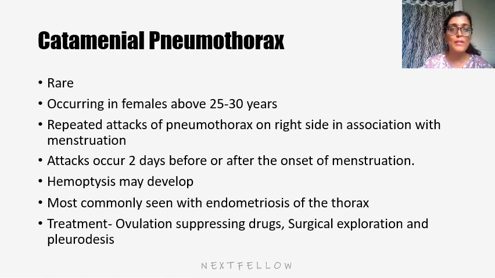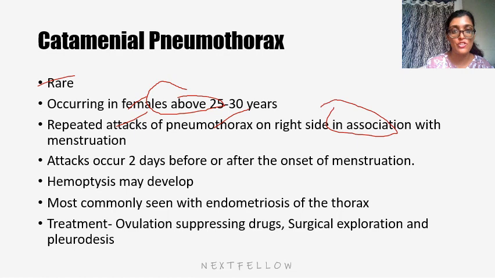Now, when will a patient have catamenial pneumothorax? It is usually rare. It usually occurs in females, obviously, about 25 to 30 years of age. Repeated attacks of pneumothorax on the right side in association with menstruation. It occurs 2 days before or after the onset of menstruation. Hemoptysis may develop. Most commonly seen with endometriosis of the thorax. Treatment is ovulation suppressing drugs, surgical exploration, and pleurodesis.